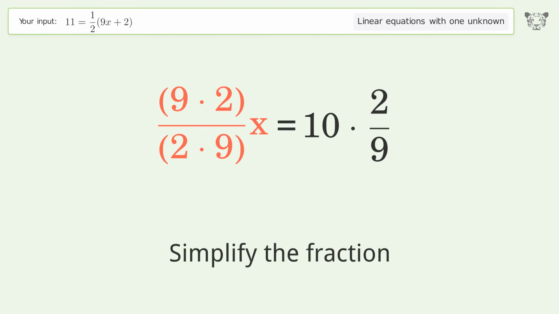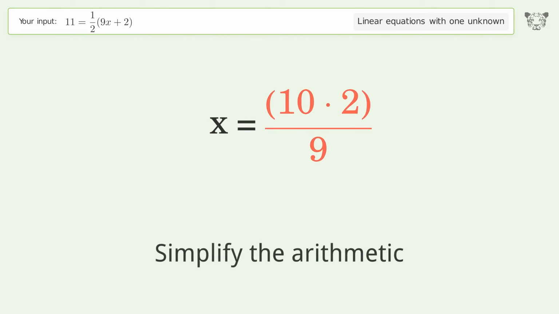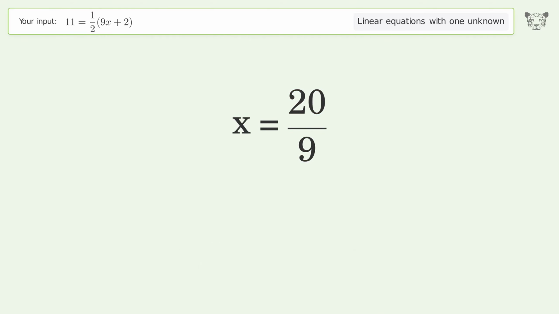Simplify the fraction. Multiply the fractions. Simplify the arithmetic. And so the final result is x equals 20/9.